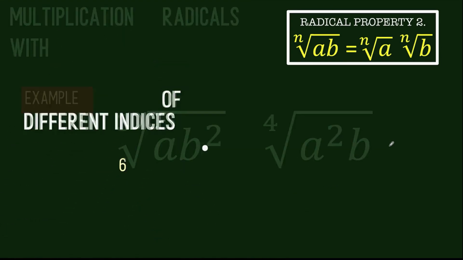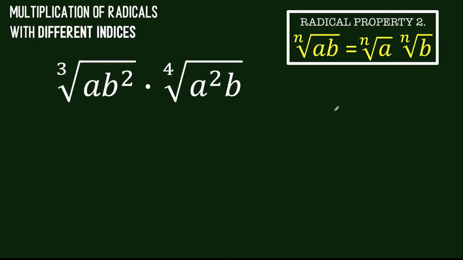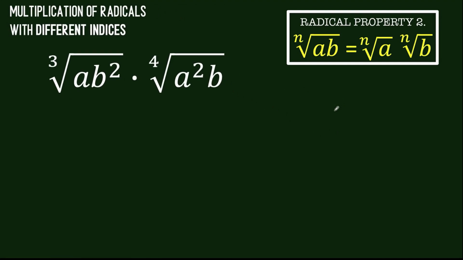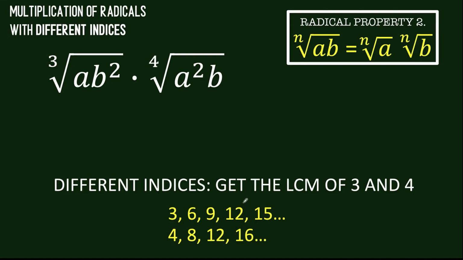Let's have another example. Let's say we have the cube root of ab squared times the 4th root of a squared b. Here, the indices are 3 and 4 and they are obviously different. So we need to convert these radicals into radicals with the same indices by getting the LCM of 3 and 4. The multiples of 3 are 3, 6, 9, 12, 15, and so on. The multiples of 4 are 4, 8, 12, 16, and so on. We are after the lowest common multiple, and that is 12.